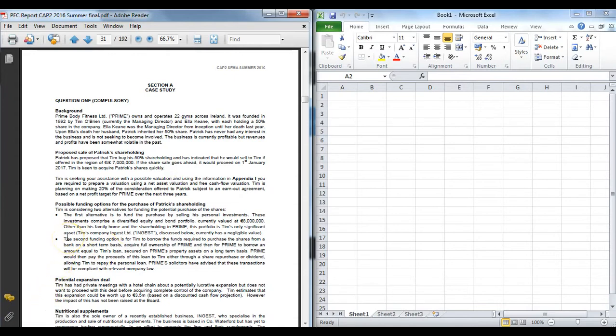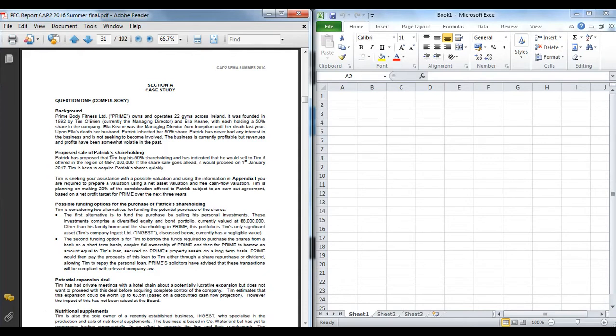So for the purposes of Part A, we're going to focus on this paragraph here, the proposed sale of Patrick's shareholding. Again, you will have hopefully read through the whole case, in particular get a background about how Prime is a company that operates in the gym sector, and there has been a change of ownership in recent times. So you're told here that Patrick has proposed that Tim buy his 50% shareholding, so half the company, and he would sell to Tim if the offer is in the region of 7 million. And if the sale goes ahead, it'll proceed on the 1st of January 17.